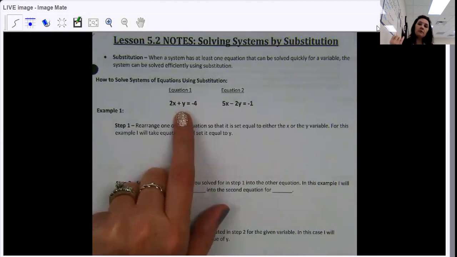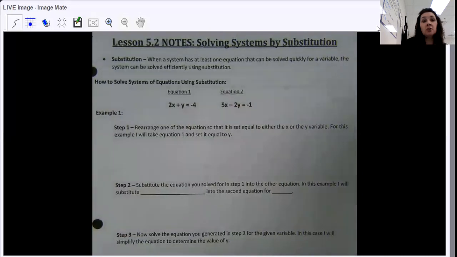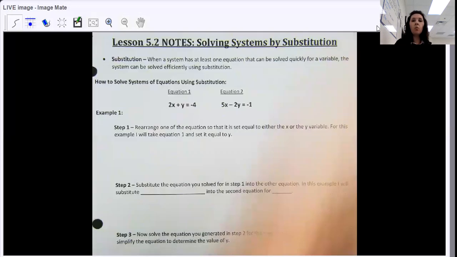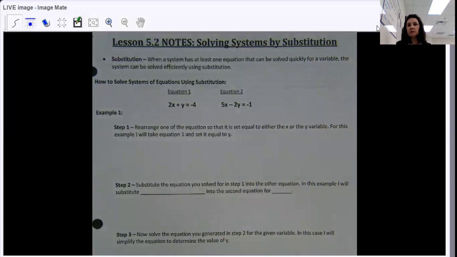So we have 3 methods. We have graphing, substitution, and elimination. I'll be teaching elimination next. But when you're trying to figure out which method to use, this is one of the ways you could tell if substitution is going to be a good method: if one of the variables is already isolated, or not isolated, but if it doesn't have a coefficient in front of it.